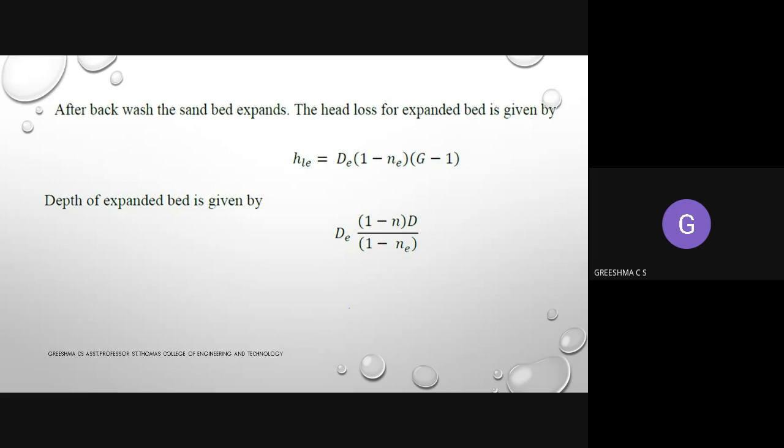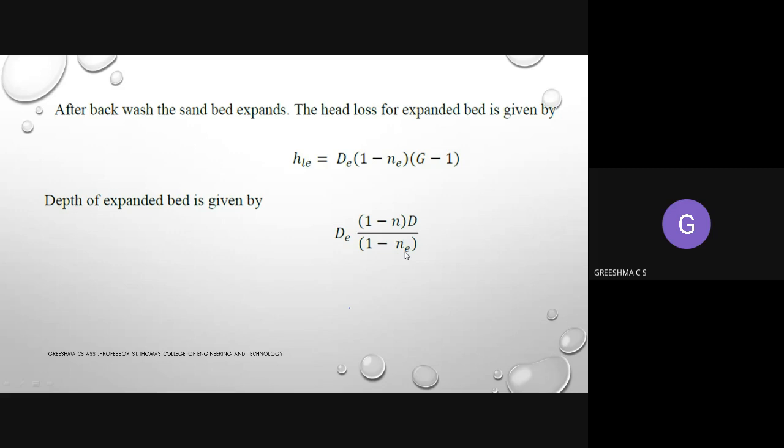That is, the sand will expand. After backwashing, these sand particles will expand. Because of this expansion, there will be head loss. That head loss is given by HLE is equal to DE into 1 minus NE into G minus 1. And what happens when the depth of the sand particles expands? Naturally the thickness of the sand bed will increase. So the depth of the increased or expanded bed is given by D is equal to 1 minus N into D divided by 1 minus NE.